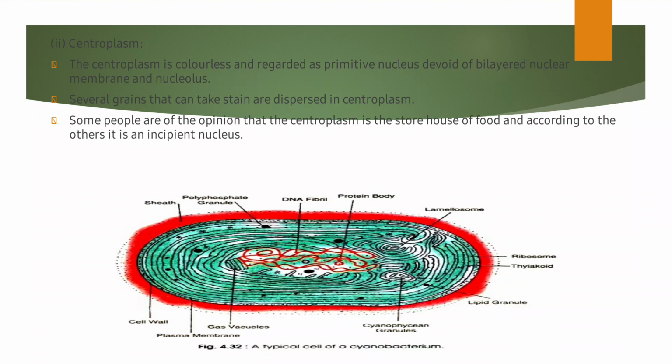This is the diagram of a cyanobacterium, which has DNA fibril in the center, and protein body, and lamellosomes, thylakoids present at the side. Lipid granules, cyanophycin granules and gas vacuoles are present, covered by a mucilaginous sheath, and phosphogranules are present inside the cell wall.